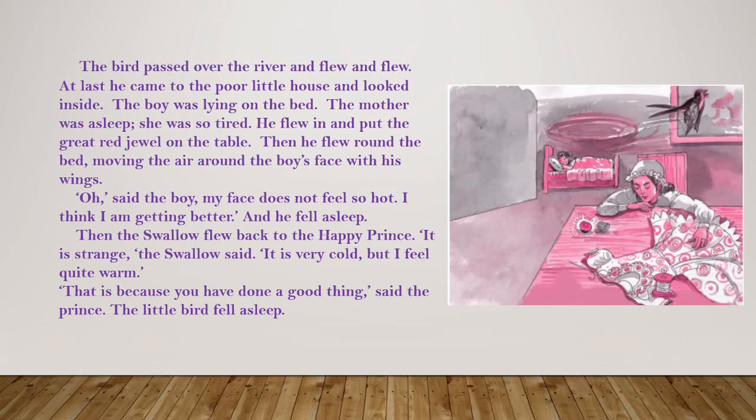So the bird passed over the river and flew a long way, and at last he came to the poor little house, and he looked inside. The boy was lying on the bed and the mother was asleep because she was very tired after doing her work. Then he put the red jewel on the table and he started moving around the boy's face with his wing, so that he could give some air to the boy's face.